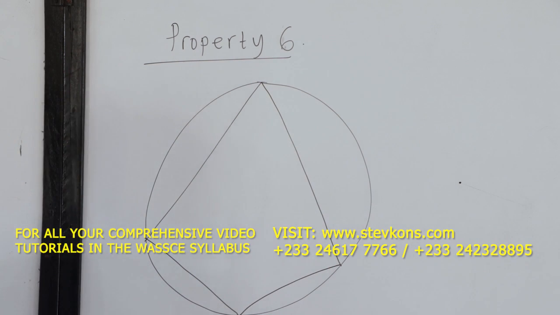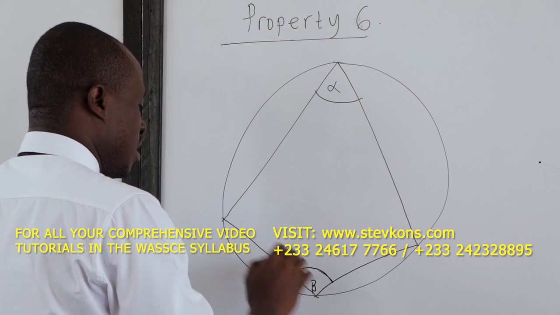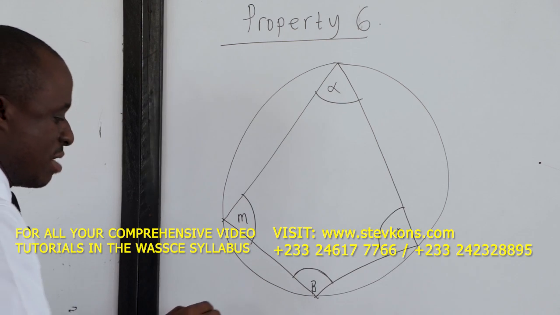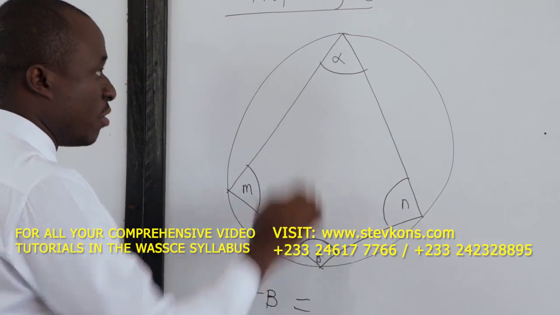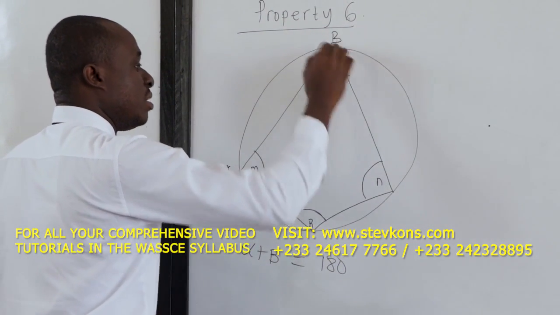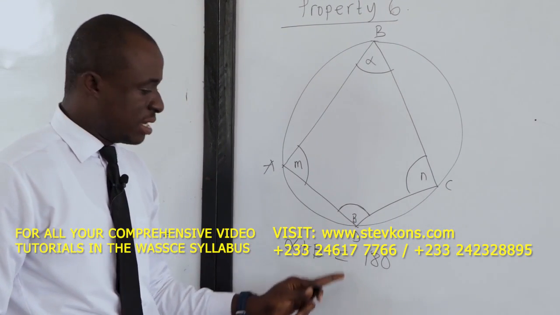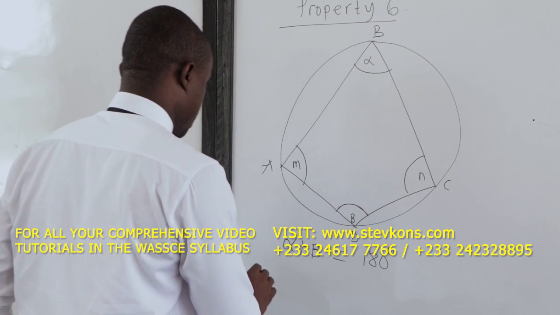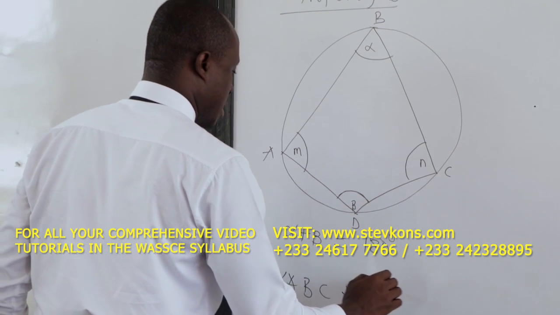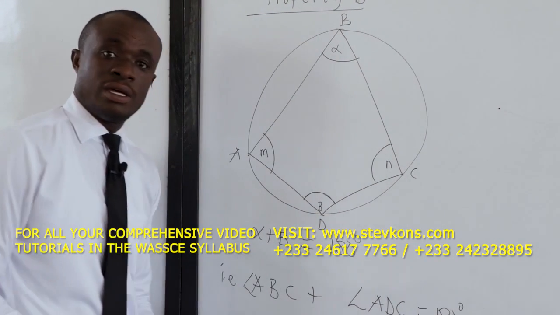So cyclic quadrilateral. What are you saying? If this is alpha, and the angle here is beta, the angle here is M, and the angle here is N. What are we saying? We are saying that alpha plus beta, opposite, is equal to 180. Let's label it A, B, C, D. So alpha plus beta is equal to 180 degrees. That is angle ABC plus angle ADC equal to 180 degrees.